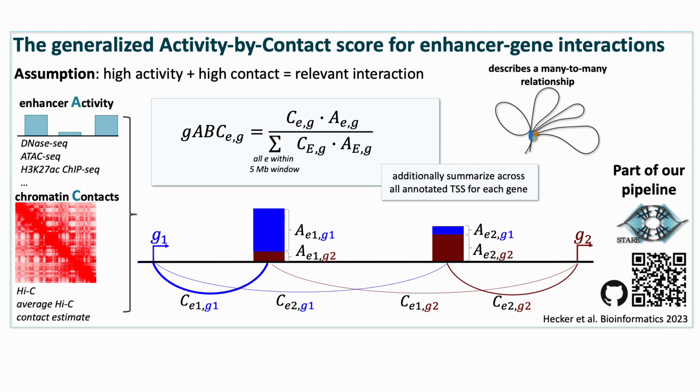So as input, we need a measurement of enhancer activity, which could be DNA-seq, ATAC-seq, or something similar, and also the 3D contacts in the genome. We plug these two into this equation here, so we take the product of the contact with the activity and divide this by the sum of the same product for all other candidate enhancers in a defined window. Additionally, we summarize this across all annotated transcription start sites of a gene, so not only, for example, for the 5'. This is all part of a pipeline called STAIR.